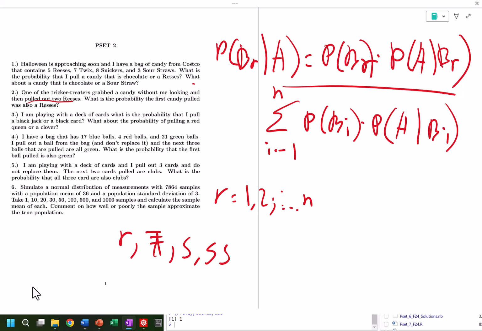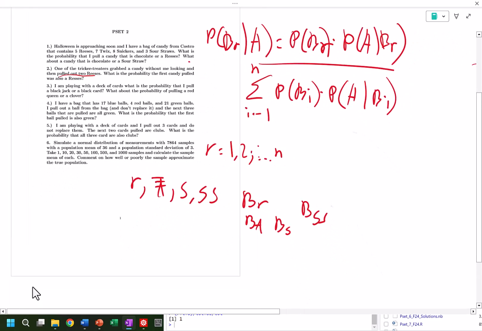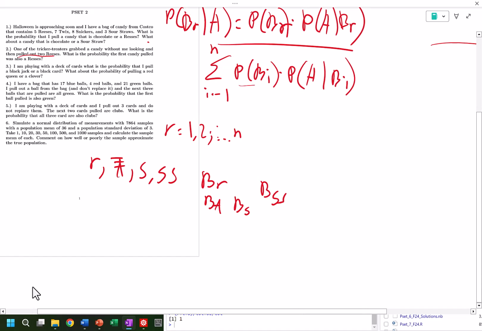So we're asking, what is the probability? So we can have these B sub values. I have a B sub R. I have a B sub Twix. I have a B sub S, and I have a B sub SS for the sour straw. So those are basically what can happen. So let's first pull out, because we know we're going to have to sum over all these different probabilities of all the different possible outcomes.